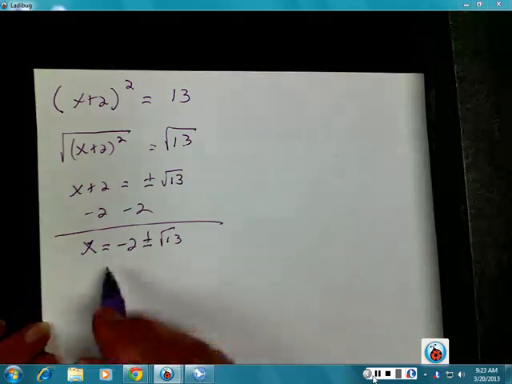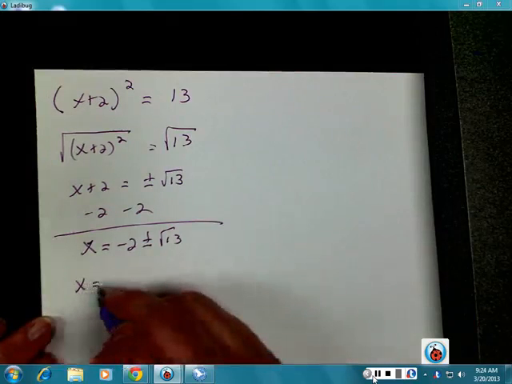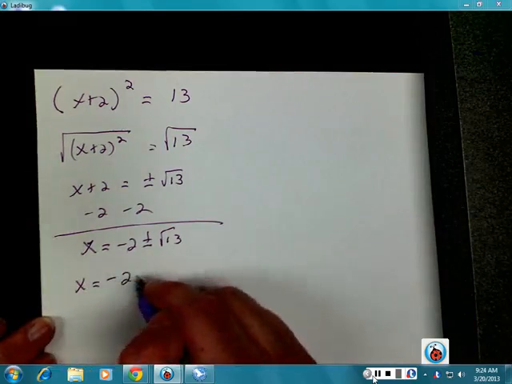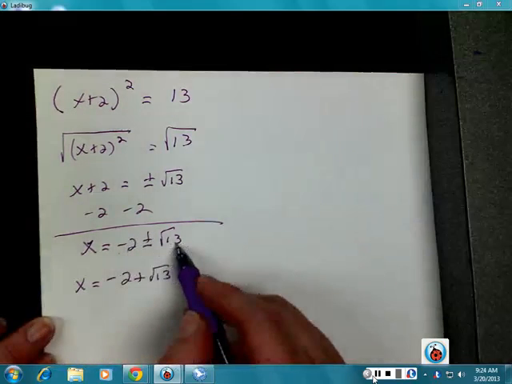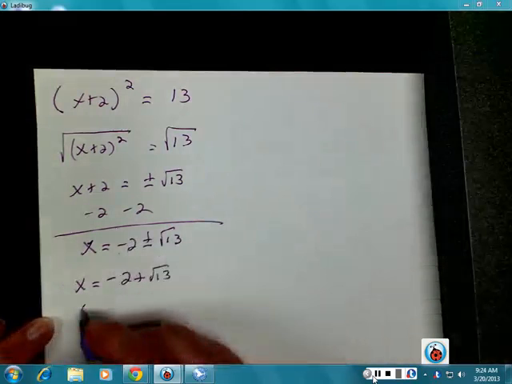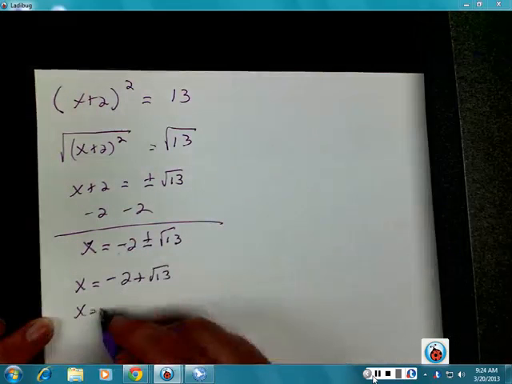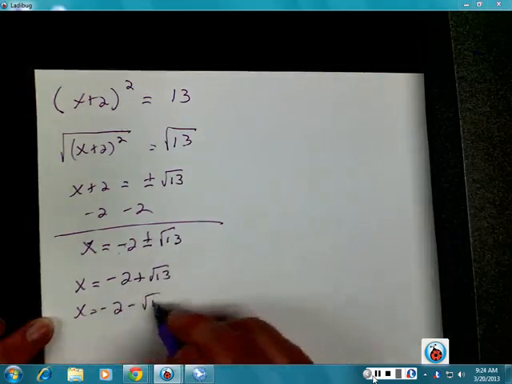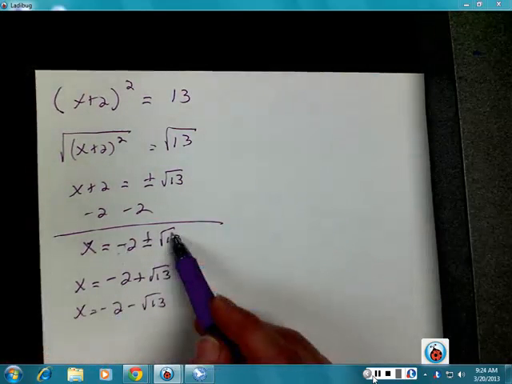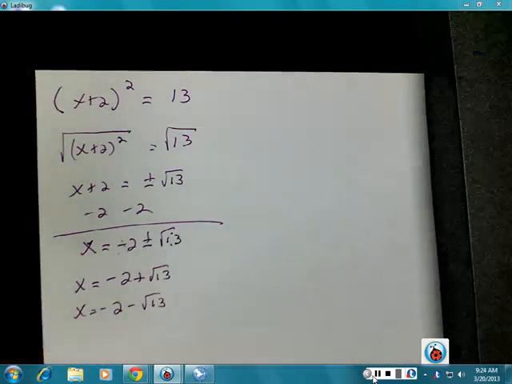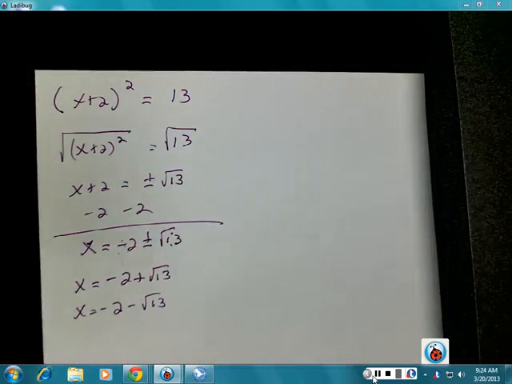So then what comes out of this? X equals a negative 2 plus the square root of 13. So I have the positive route. And I also have the negative route, negative 2 minus the square root of 13. And so I can go the positive side with an addition or the negative side with a subtraction in there. So you can go 2 different ways with that one.